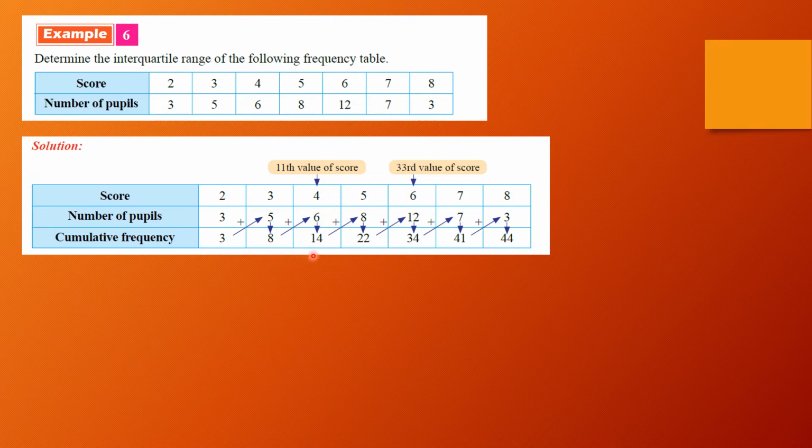That means the 11th, murid yang ke-11. Murid yang ke-11 terletak pada skor ke-4. Okay, the 11th pupil is at the 4th score.